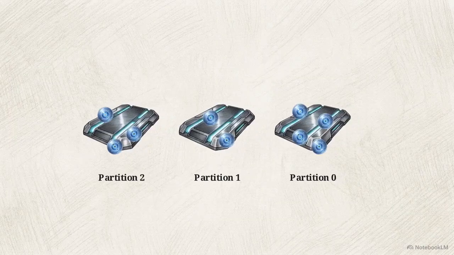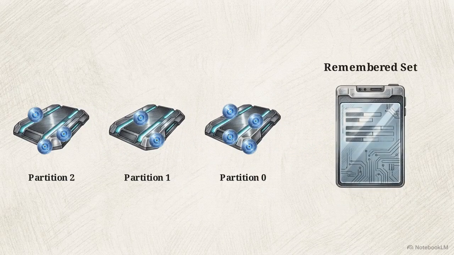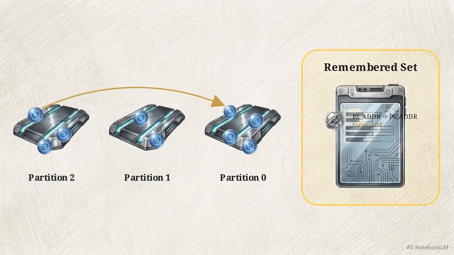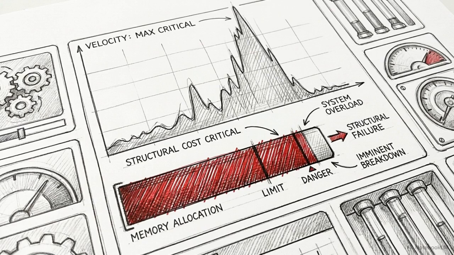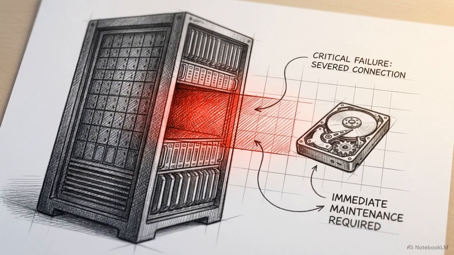To bypass the trace, the system maintains a dynamic side table called a remembered set. This tracks every specific reference crossing from an older partition into a newer one, acting as a direct proxy for the old generation's root set. Spatial partitioning drastically accelerates the collection cycle. But it exacts a strict cost. The system must dedicate significant active memory to maintain and update those remembered sets.